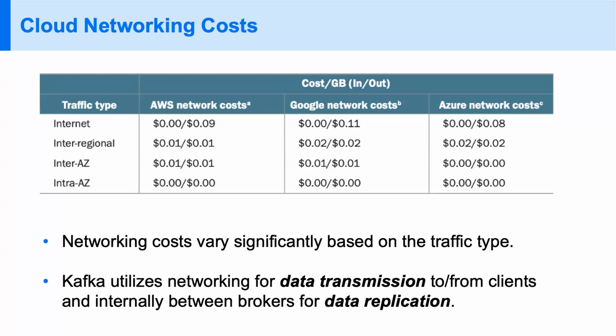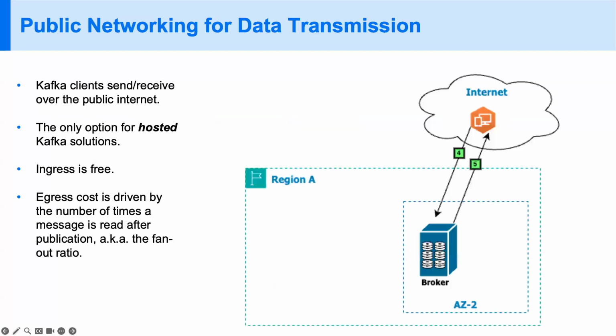And again, when you're utilizing networking for data transmission, you want to optimize for the placement of these consumers, minimizing your networking costs. So if you have the option between putting a consumer out in the public internet or bringing it within that same region or within that same AZ, obviously every time you can shift it into that same AZ, you're going to save a significant amount of money per gigabyte, as you can see here shown in this chart.